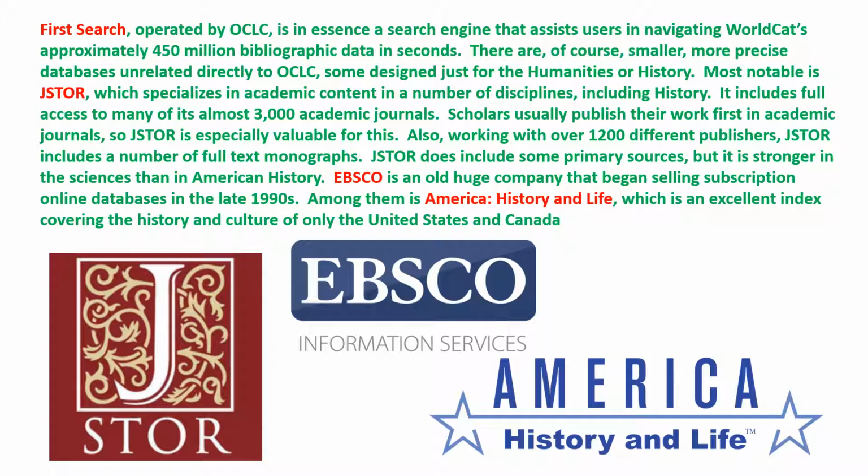There are, of course, smaller, more precise databases unrelated directly to OCLC, some designed just for the humanities or history. Most notable among these is JSTOR, which specializes in academic content in a number of disciplines, including history. It includes full access to many of its almost 3,000 academic journals. Scholars usually publish their work first in academic journals, so JSTOR is especially valuable for this. Also, working with over 1,200 different publishers, JSTOR includes a number of full-text monographs. JSTOR does include some primary sources, but it's stronger in the sciences and American history.